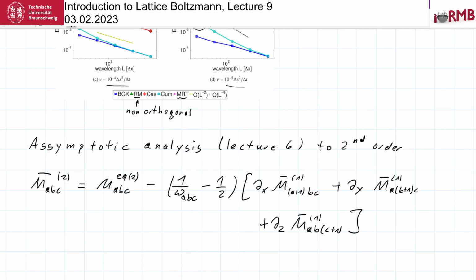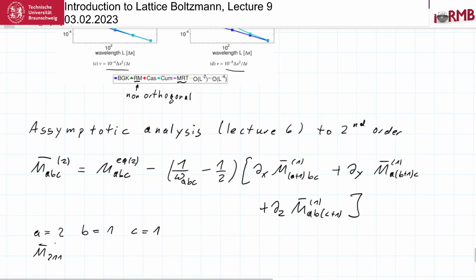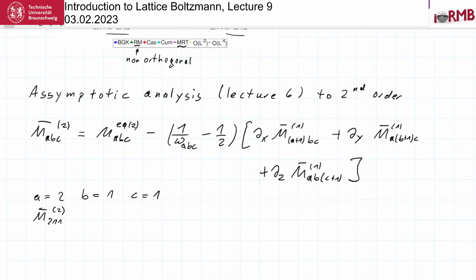So now what we can do is look at the specific moment that makes the difference. And of course, it's very unfortunate that we have only 10 minutes left because there's a lot to say about this. So I choose a particular moment where I'm setting A equal to 2, B to 1, and C to 1. This gives me the moment M2,1,1 bar, and we look at this to second order. Now, spoiler, because I'm not going to discuss this in a lot of detail.